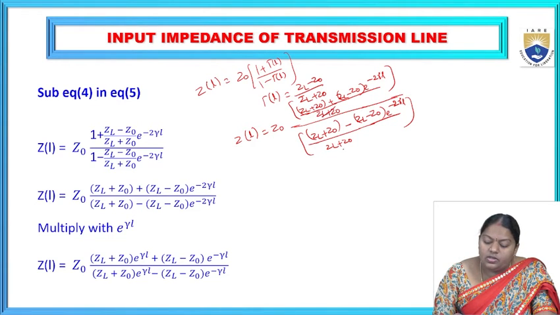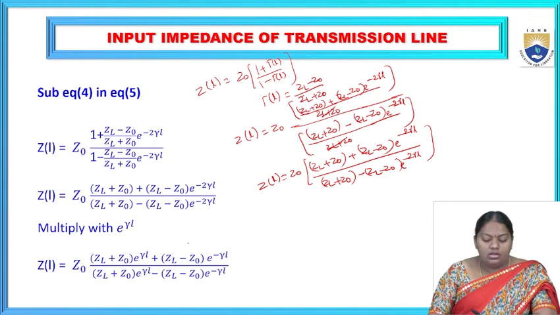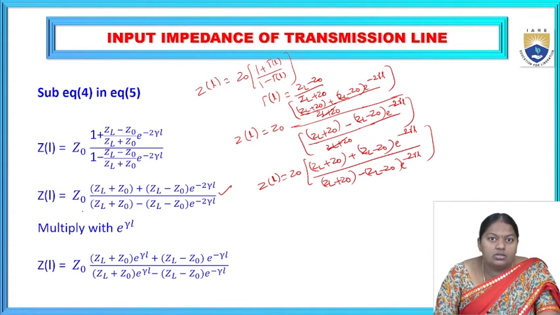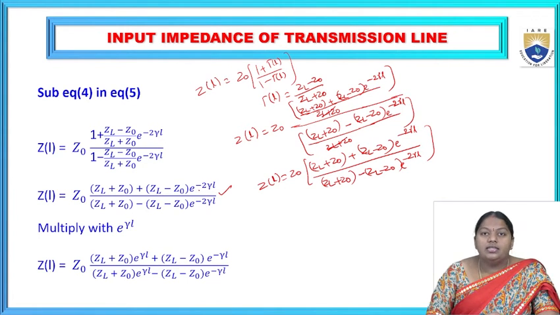On both sides, ZL plus Z0 gets cancelled, then Z of L is equal to Z0 into [ZL plus Z0 plus ZL minus Z0 into e power minus 2 gamma L] by [ZL plus Z0 minus ZL minus Z0 into e power minus 2 gamma L], where gamma is the propagation constant, ZL is the load impedance, and Z0 is the characteristic impedance.